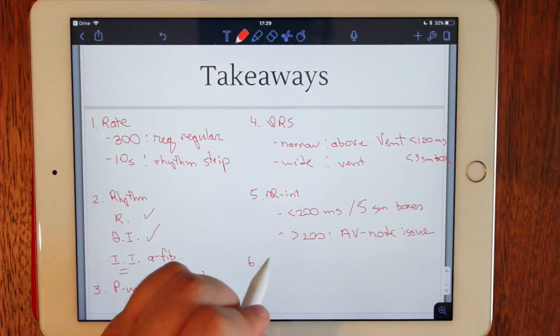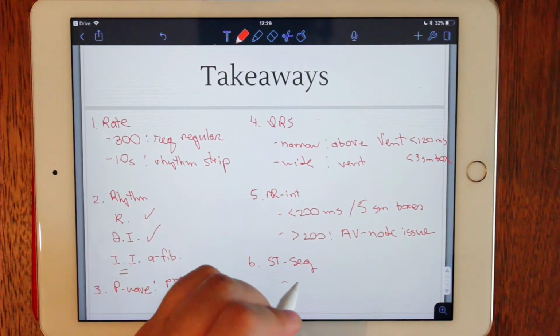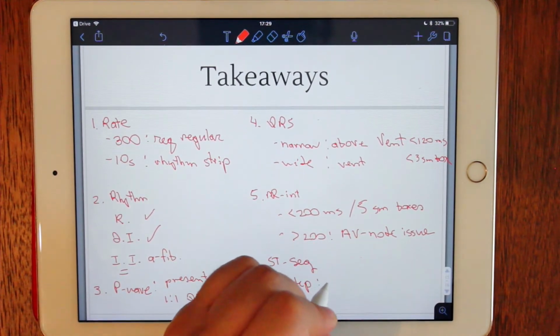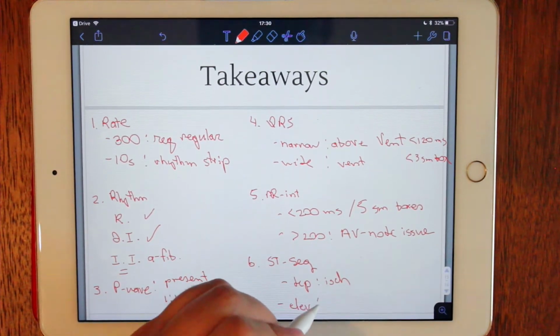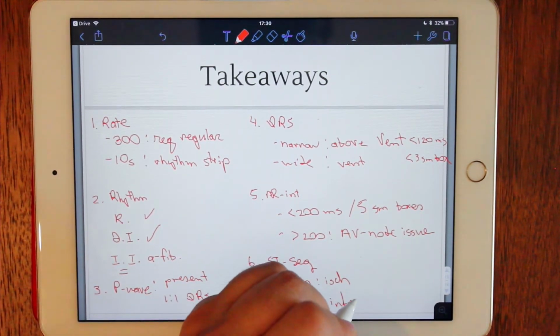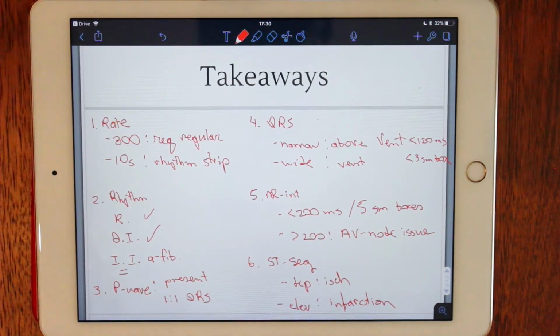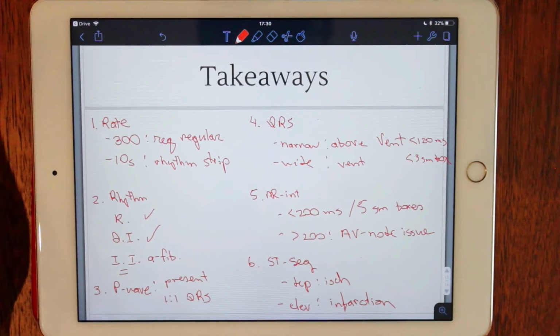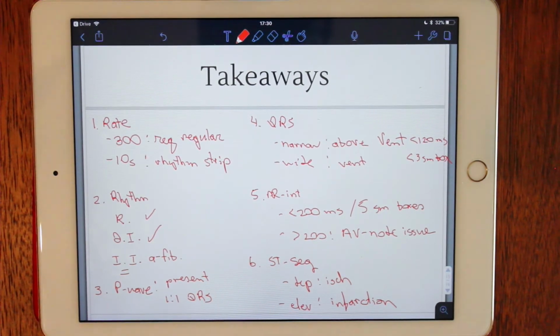Finally, you're looking at the ST segment. In depression, think ischemia. In elevation, think infarction. If you follow this sequence of steps with any ECG you get, you should often arrive at the correct diagnosis. As we post more videos throughout the semester, don't be afraid to pause those videos and come back to this tutorial if you ever forget how to go about any one of these steps.